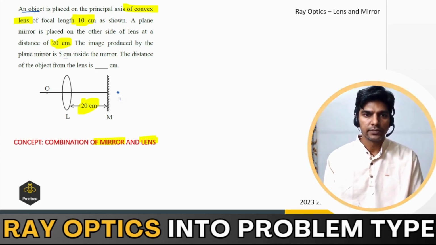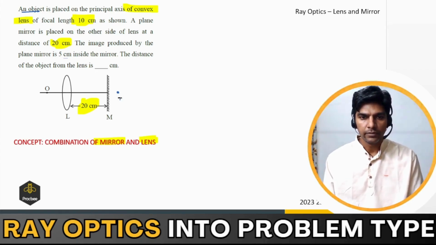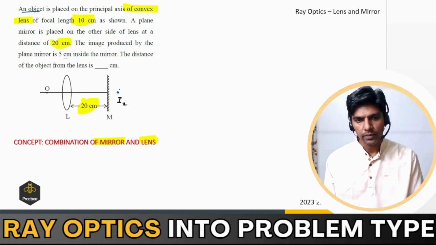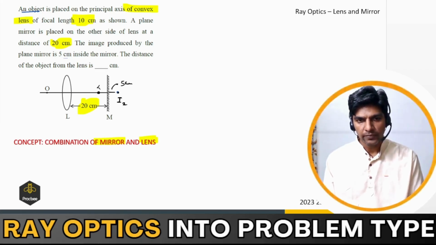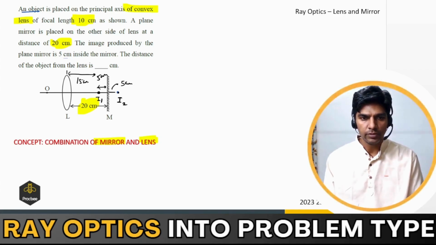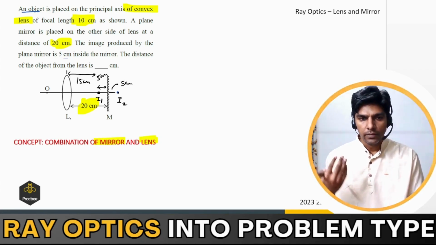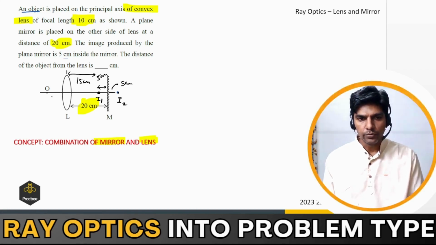Right. So let me call this the final image, and this distance is given as 5 centimeter. It means the image formed by the mirror will be at 5 centimeter in front of the mirror. So this will be the first image produced by the lens, and the distance of this image from the lens is 15 centimeter. Now by applying the lens formula, we can find the position of the object.